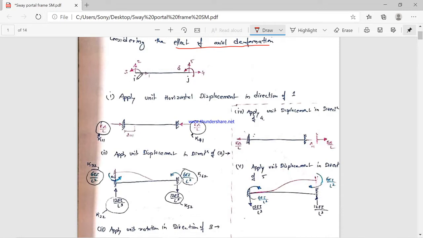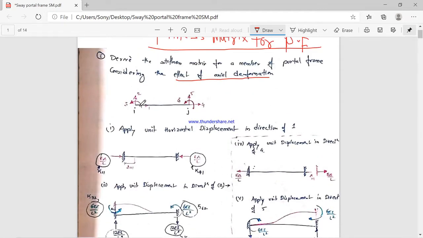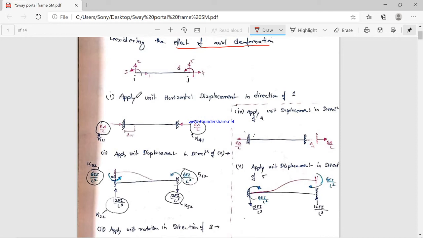This is a member with nodes I to J that we have to consider, and for this case the free nodal displacements have to be considered as 1 in the direction of axial force, 2 in the direction of vertical displacement, and 3 as a rotation at the I node. Similarly at the J node, 4, 5, 6. So for each of the concerned nodes we have to consider the respective displacements and rotations. Okay, so first of all apply the unit horizontal displacement in the direction of 1.